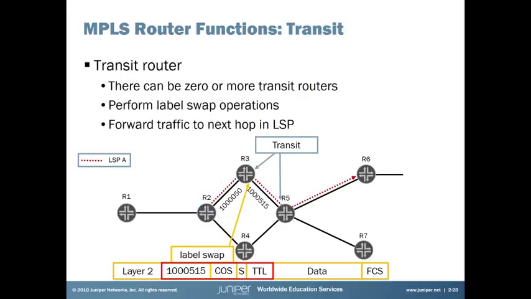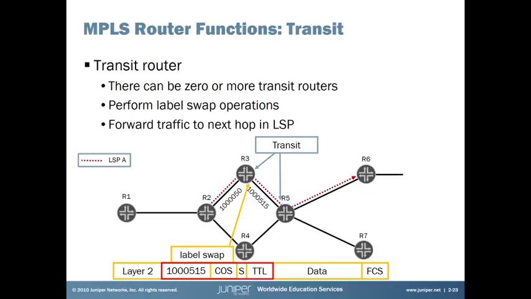Transit routers, we don't need transit routers. We can have just an ingress and an egress router in the path. So you can just have two routers in a path. But if we have routers in the middle, they are transit routers. They perform the swap operation. And they also forward the traffic to the next hop in the label switch path. So we have a label swap happening on the transit router.